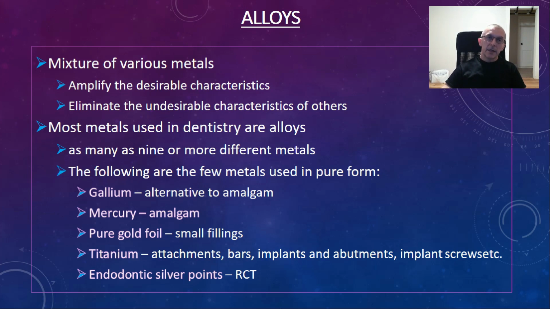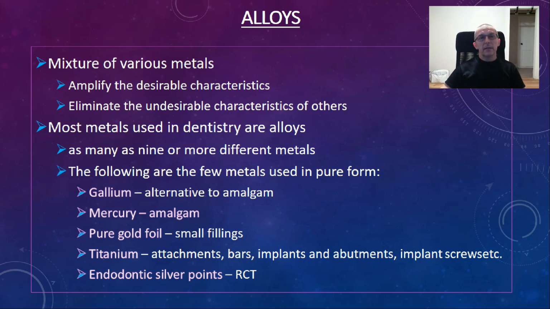So let's say we need a hard alloy that doesn't oxidize that readily. Somebody might decide to mix gold with palladium. Palladium is harder with a higher melting range. Gold is softer, but it has a lower oxidation rate. So if you mix the two together, you're going to end up with a metal that is harder than gold, but it oxidizes less than palladium. So this would be a gold-palladium alloy.